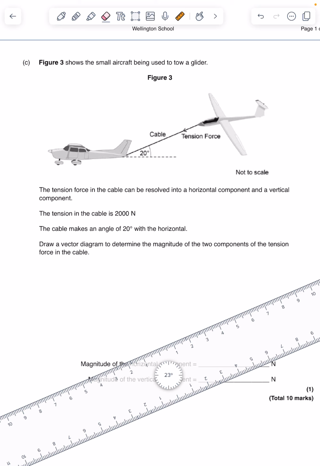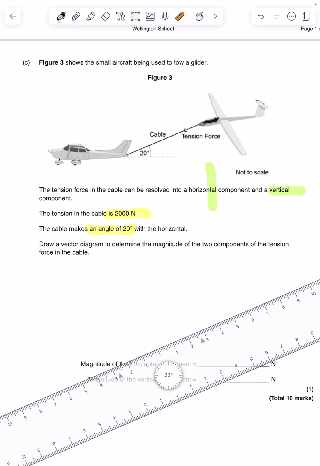So a horizontal component is one like an x-axis in a graph, which goes across, and a vertical component is one like a y-axis that goes down. And we have information that tells us that the tension is 2000 newtons at an angle of 20 degrees. And we've got to draw a vector diagram.